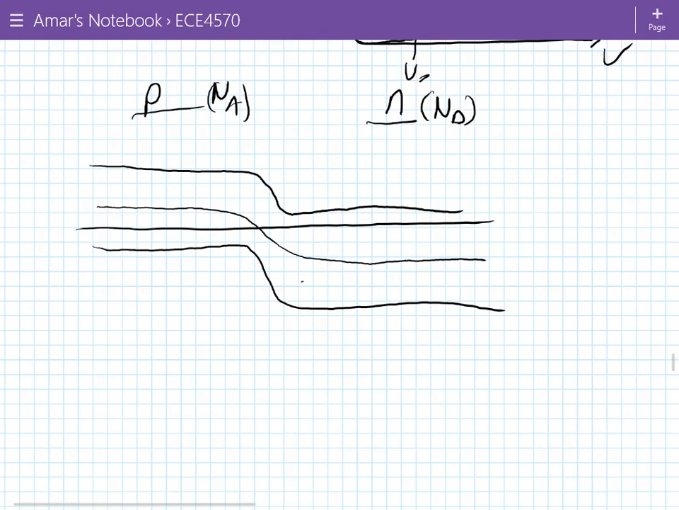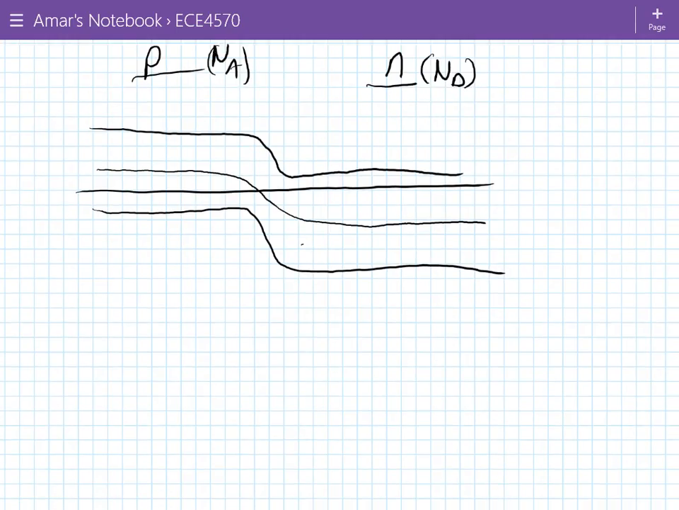Let's erase this from here. This is what the energy band diagram looks like. You have EC here, EV, and then EI. What I'd like you to find out is how do we find this distance here?